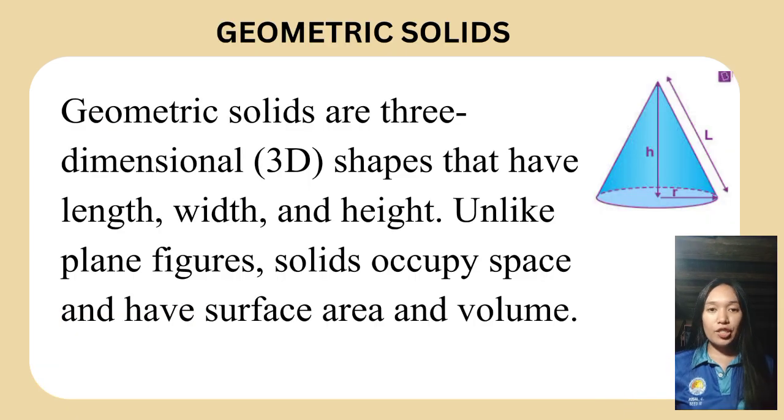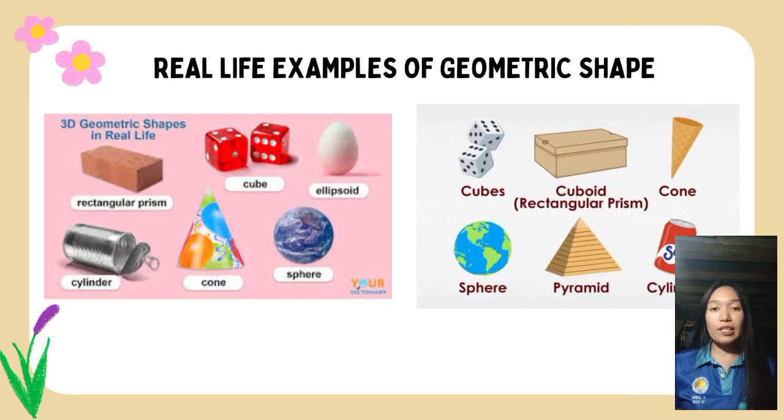Now, let's proceed to geometric solids. Geometric solids are three-dimensional shapes with length, width, and height, like cubes, spheres, and cylinders. They have faces, edges, and vertices forming real-world objects. Understanding solids helps in measuring volume, surface area, and solving real-life problems in construction, packaging, and design. Real-life examples of geometric solids include cubes, cylinders, rectangular prisms, coins, and others.